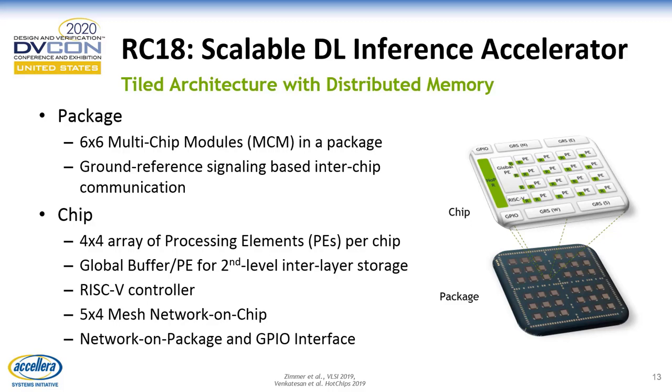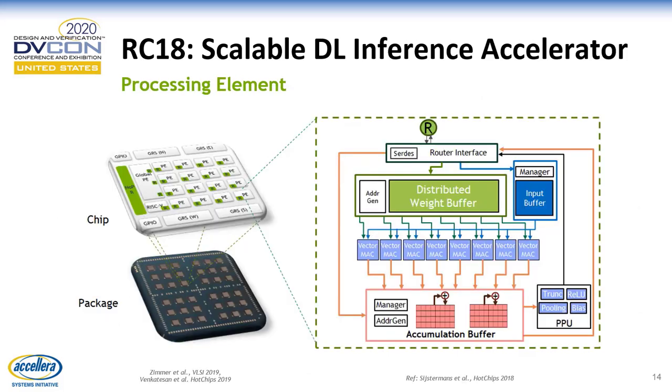Each chip had about 16 processing elements and a global buffer that acts like a second-level storage. It also integrated a RISC-V controller, and all these components are connected in a network-on-chip topology. In order to connect the different chips together, each chip had a network-on-package router as well as GPIO interfaces for input and output. The figure here shows the microarchitecture of each processing element. We have a weight buffer, an input buffer, and an array of vector MAC units, and then we have an accumulation buffer to accumulate the partial sums, and then a post-processing unit.